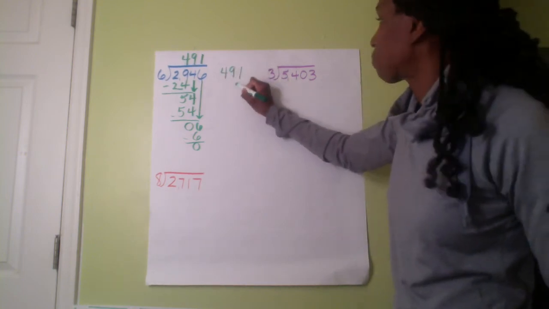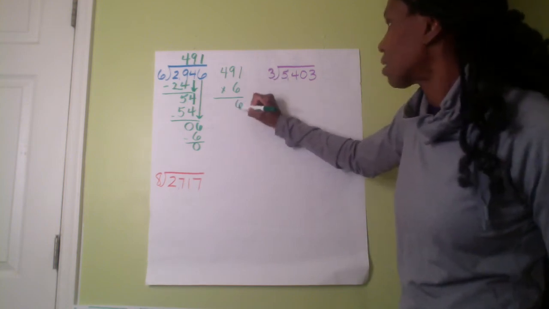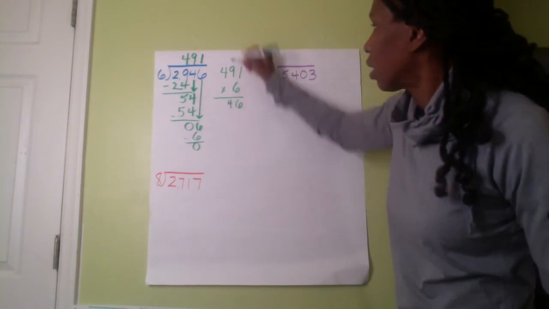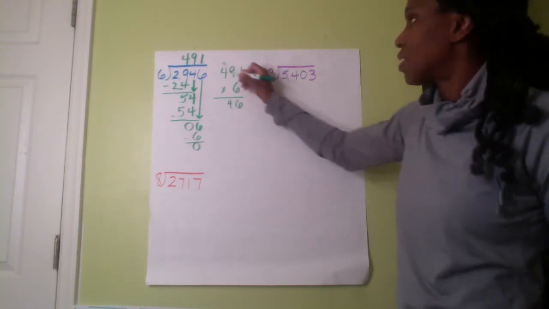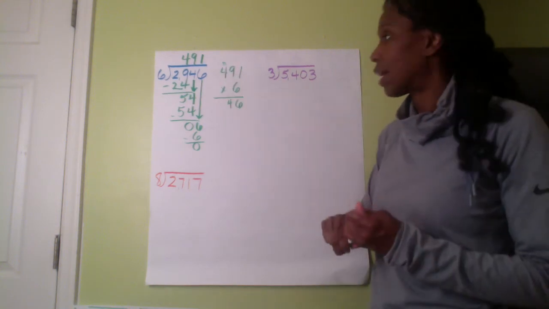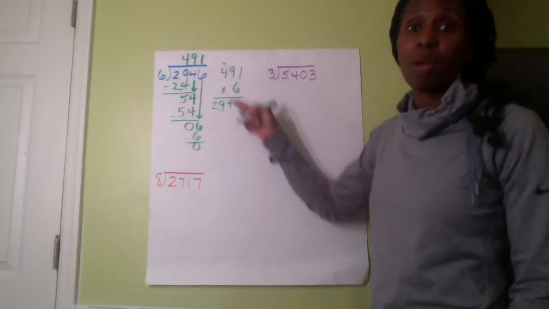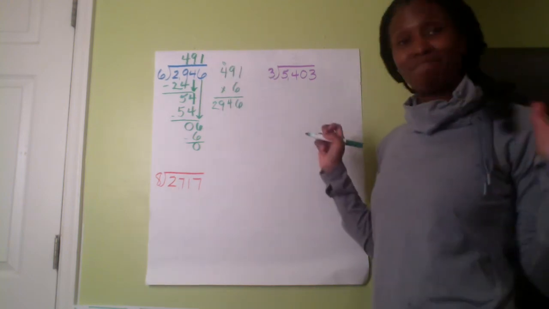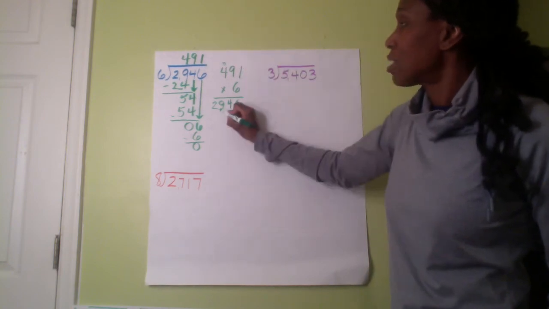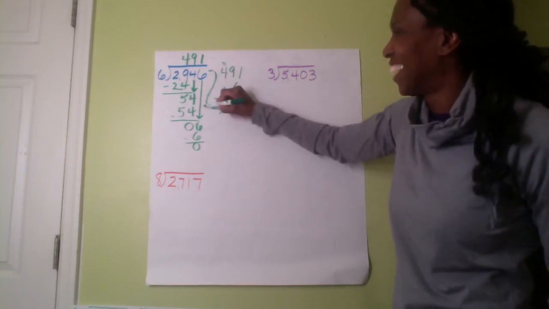491 times 6. All right, group, what is 6 times 1? It's 6. 6 times 9 is 54. I'll write my 4. I bring my 5 up here. And then 6 times 4 is 24, and then I add the 5, which is 29. If I had a remainder, I would add it, but I don't have one. But that's okay, because 2,946 meets 2,946, your long lost identical twin.